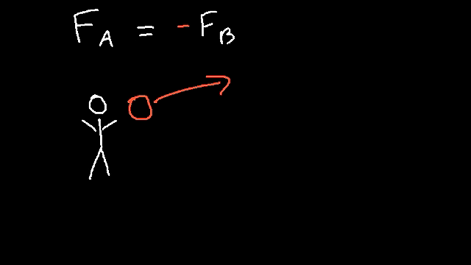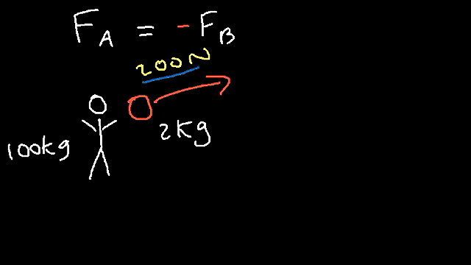So let's put numbers to this so you can see how it works. Let's say the ball has a mass of 2 kilograms and the person has a mass of 80 kilograms. Actually, let's say 100. 100 is a nice number. Now, let's say that the person applies a force of 200 newtons on a ball. The person is going to feel a reaction force of 200 newtons in the opposite direction.